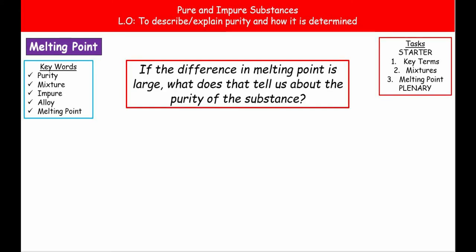What I've got for you here then is a question for you to have a go answering in your book. If the difference in melting point is large, what does that tell us about the purity of the substance? So have a little think and then write down your answers in your book. What does it tell us about the purity of a substance if we've got a large difference in melting point to what we'd expect? Just going to give you about a minute to do that.